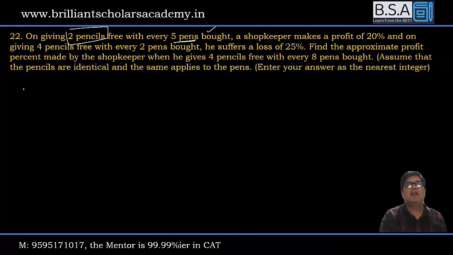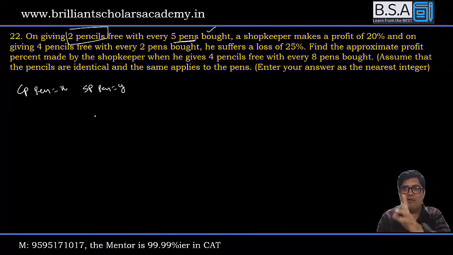I am saying cost price of a pen, let us say, is X. Selling price of a pen, let us say, is Y. Because pencil is being offered for free, its selling price will not come anywhere. Cost price of a pencil, let us say, is Z.